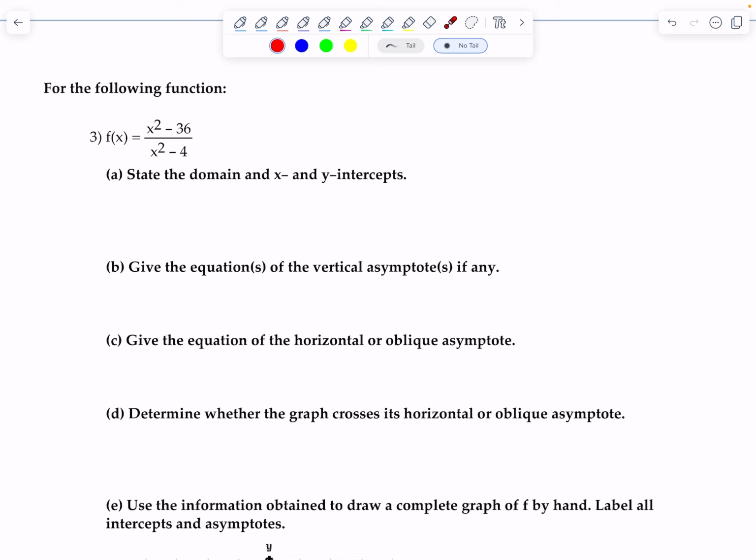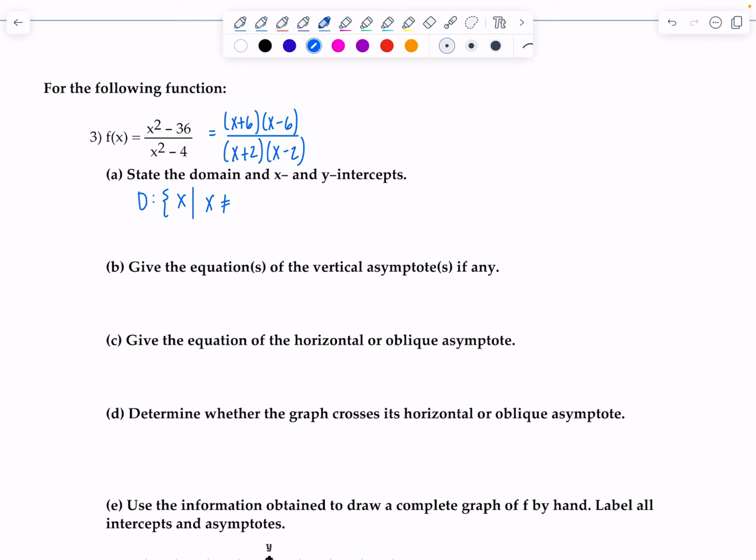State the domain and the x and y intercepts. I'm going to factor completely first. So the numerator factors into x plus 6, x minus 6, and the denominator into x plus 2, x minus 2. So the domain for a rational function is everything except what makes the denominator 0. So all x's such that x does not equal 2 and negative 2. Good. Now to get the x-intercepts, I really just need to look at where the numerator is equal to 0.